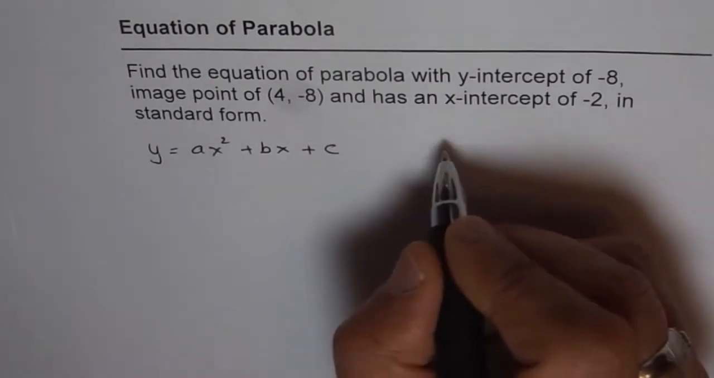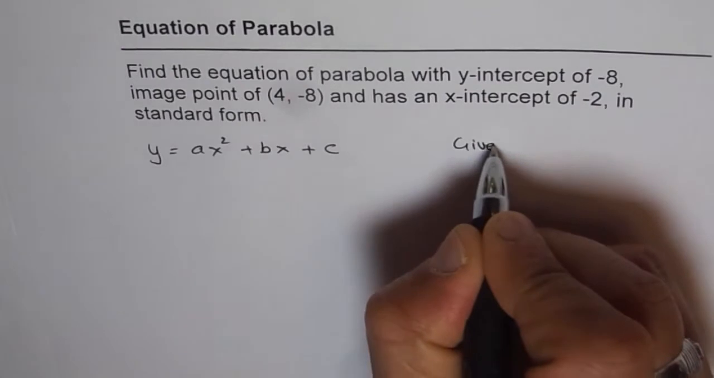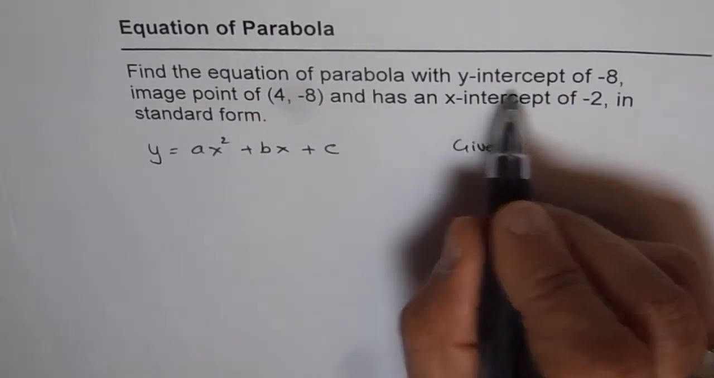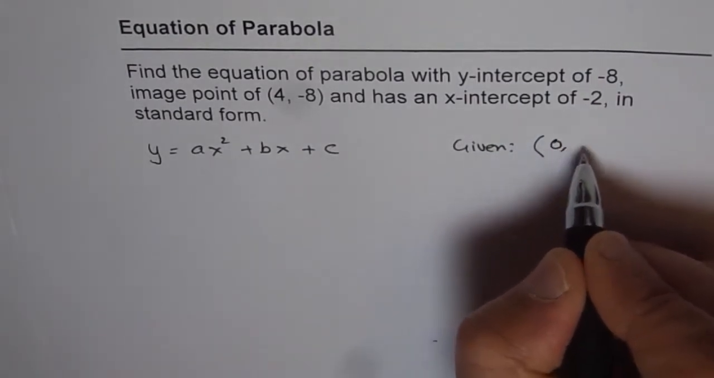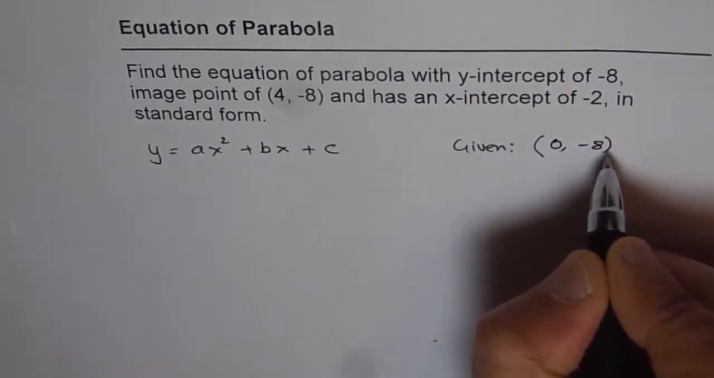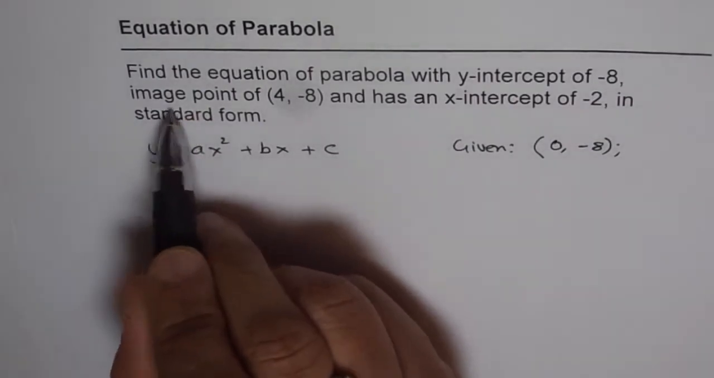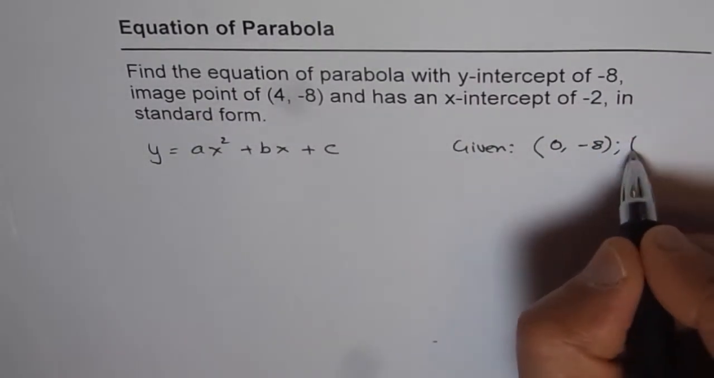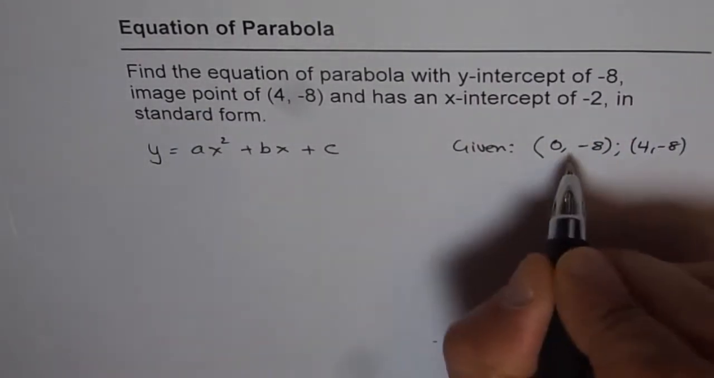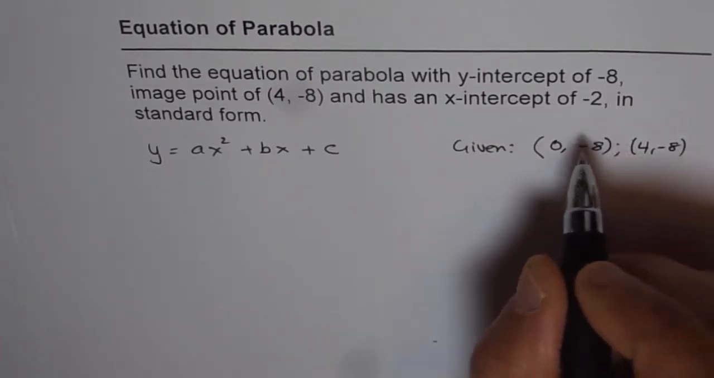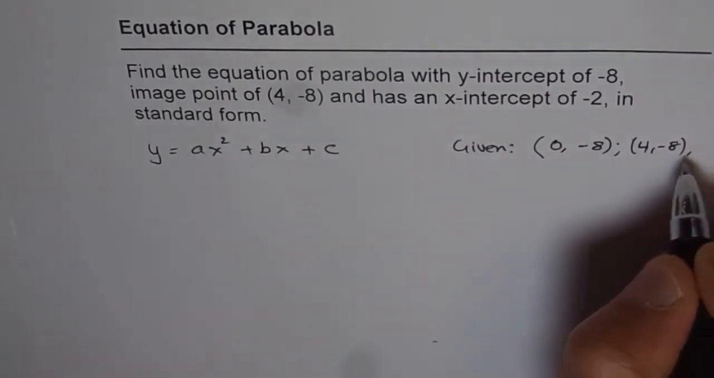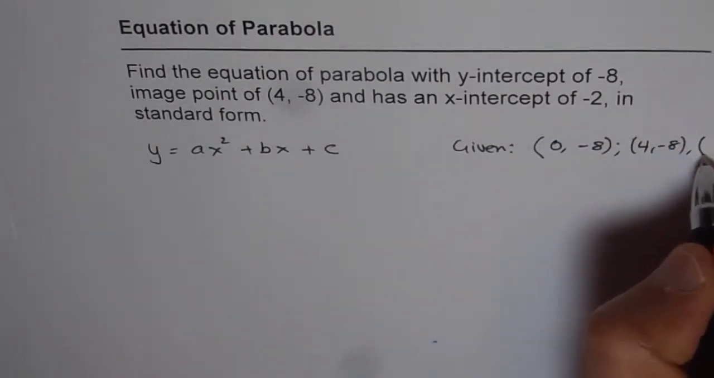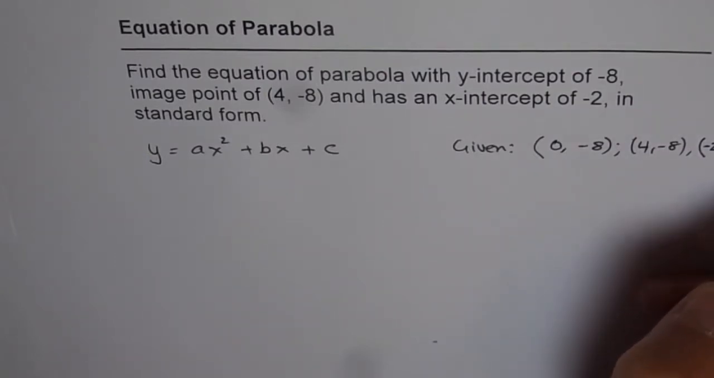Where a, b, c are constants and they are real numbers. Now what are we given? We are given a set of 3 points, which is the y-intercept of -8. Y-intercept means x equals 0, and we get -8. So this is the first point. And then we have the image point of (4, -8). When we say image point, it's kind of a reflection of the same, right? And we are also given the x-intercept of -2, which is (-2, 0). So these are the 3 points given to us.